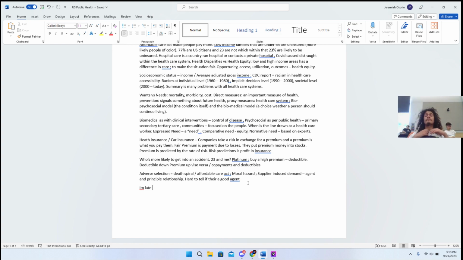Because the insurance company doesn't know whether or not the doctor is doing the right things or not. So they have to somehow figure out, is the doctor doing the right thing? And you have to figure out, is the doctor doing the right thing? So there's two agency relationships. And the worry here is that this doctor is going to try to do more things to get money. And the worry here is moral hazard.